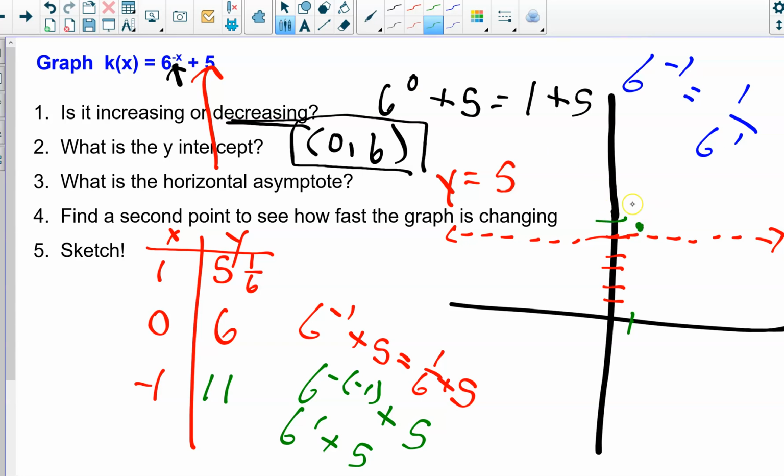We know this is decreasing, so we know this is coming down. And then we have 0, 6, which is right here. And then we have -1, 7, 8, 9, 10, 11, so it's going to be way up here. And if any of these points seem off, like it's not coming down, then you definitely want to check that. And make sure your line does not go below that asymptote. And that is all the work that you need to show on that one.